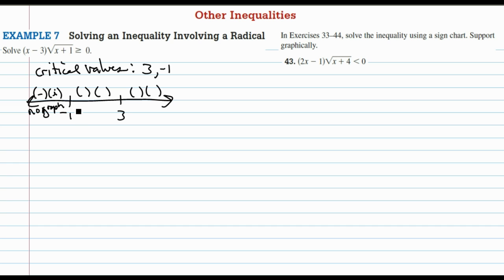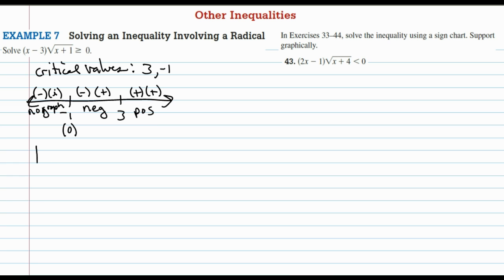Then in between, negative 1 makes the function 0. Between negative 1 and 3, I'll pick 0. 0 minus 3 is negative. 0 plus 1 is 1. Square root of that is going to be positive. So these values are going to be below the x-axis. It's going to be negative. Then after that, from 3 to infinity, those are all going to produce positives.